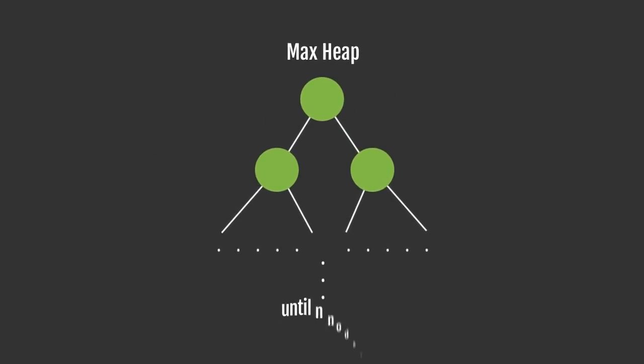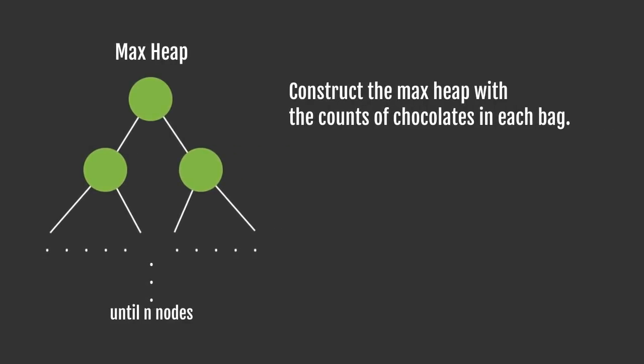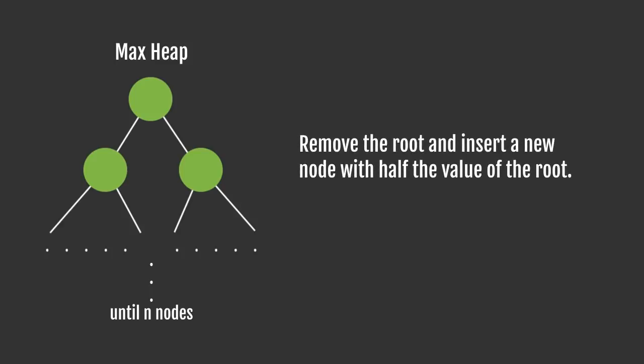Another way to approach this problem is using a max heap. Construct the max heap with the counts of chocolates in each bag. The root node will always contain the maximum number, because this is a max heap. Now, every time the kid eats the chocolates, just remove the root node and insert a new node with half of its previous value. Do this process t times for t seconds. And keep track of the chocolates eaten by the kid, by adding the value of the root node to a temporary variable every time the root is removed.